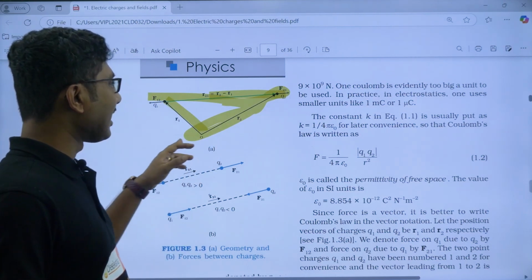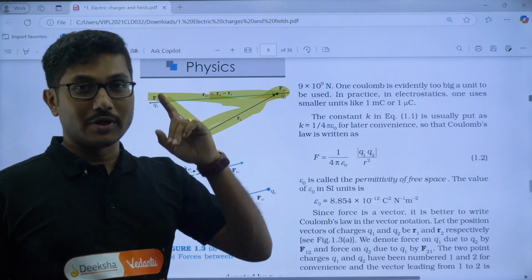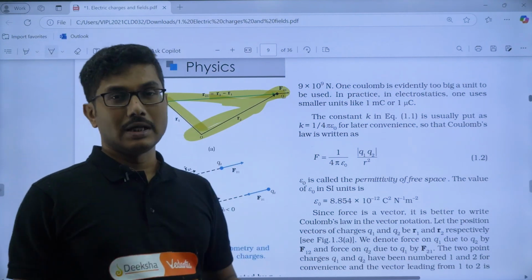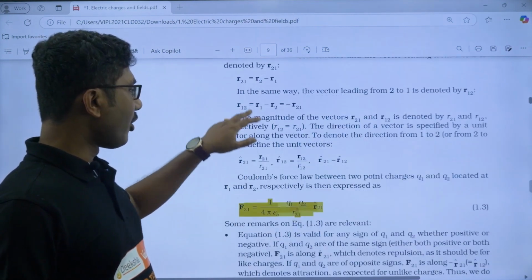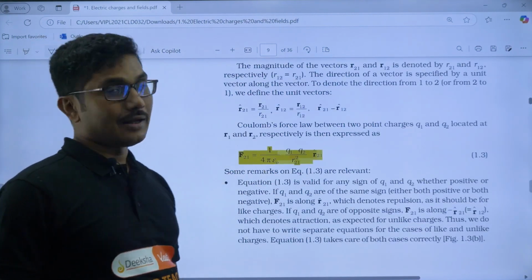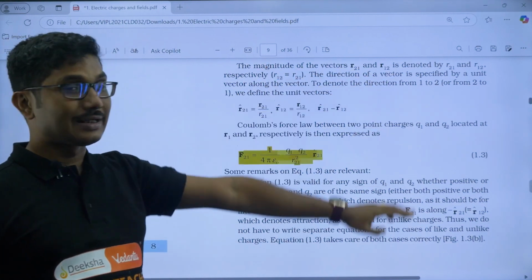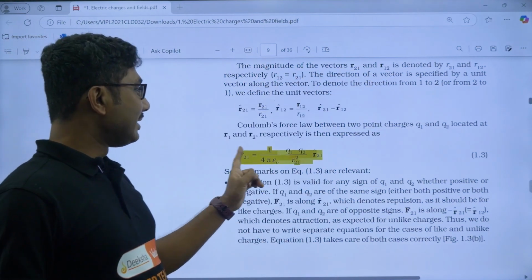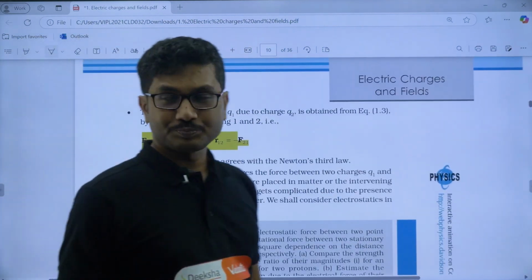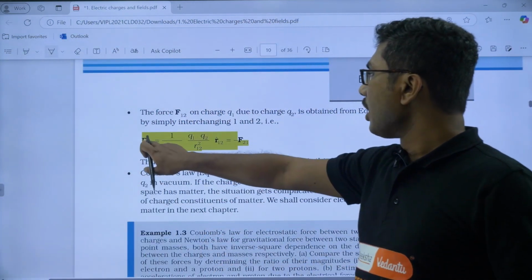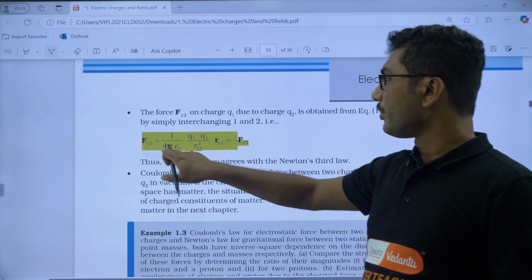Now this is the diagram that is required for the vector notation of Coulomb's law. This diagram is compulsory, you have to write it, and the vector form is this. I don't want to explain the terms; you can find them written somewhere here. But this equation you have to write, and at the end you have to write F12 equals minus F21.